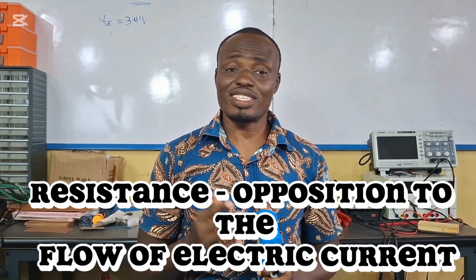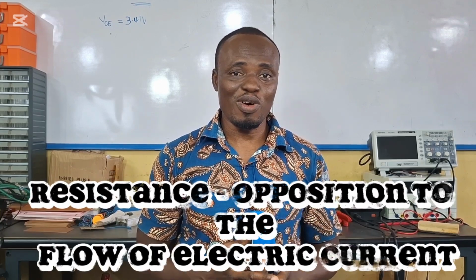Let us begin by explaining what resistance is. Now, resistance is the opposition offered to the flow of electric current. What that means is that the amount of electric current flowing through a conductor or a component is determined by the amount of resistance that particular component or conductor offers.